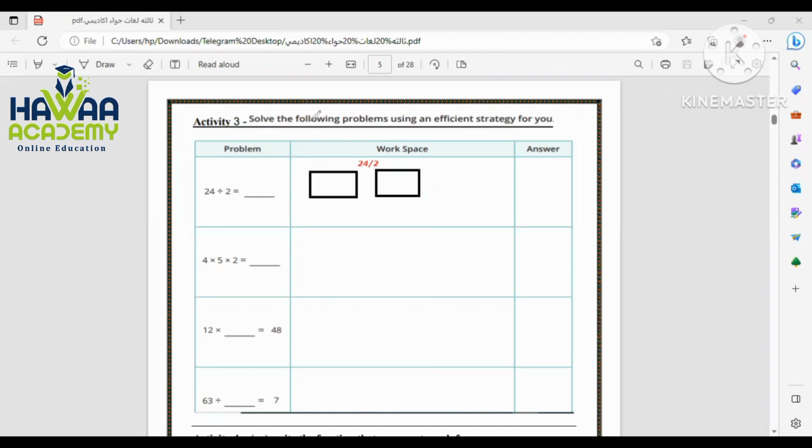So we will put in each box. Here I will put 1, and here I will put 1. 3, 4, 5, and so on up to 24.